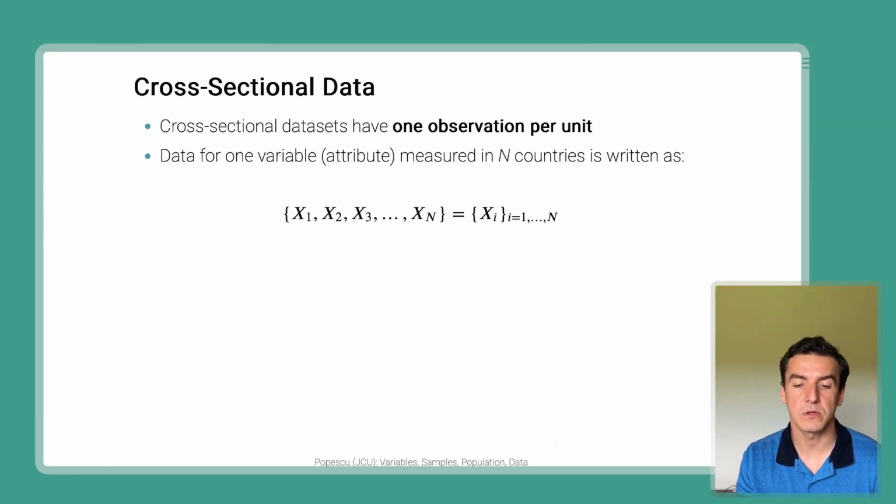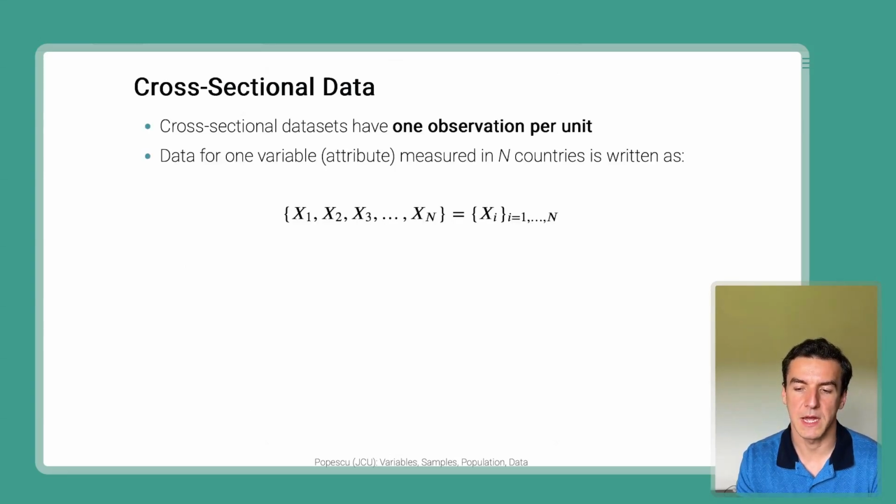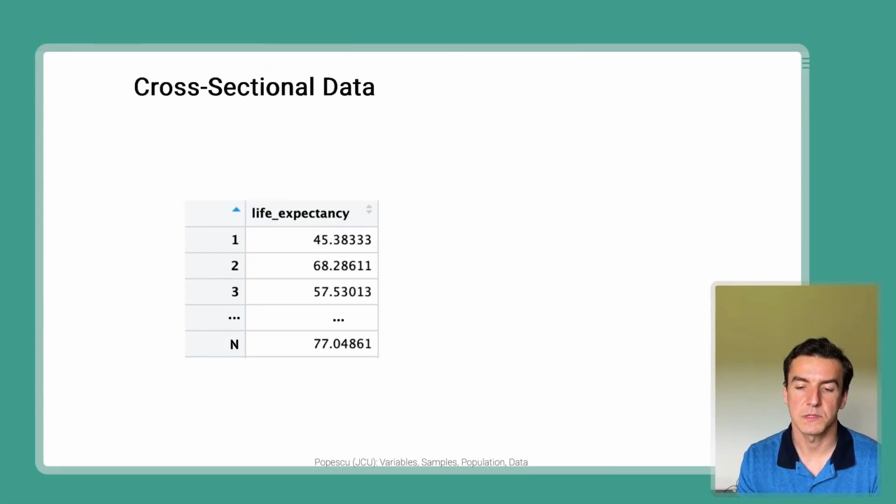A more technical way to write this: we have data for one variable measured in n units, so in our case, countries. So we would have something like this: x subscript 1, x subscript 2, all the way to x subscript n. This can be more efficiently written as x subscript i, where i is equal to 1 all the way to uppercase N.